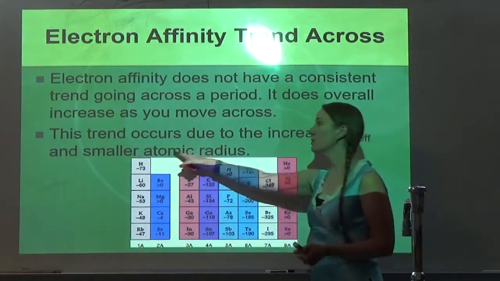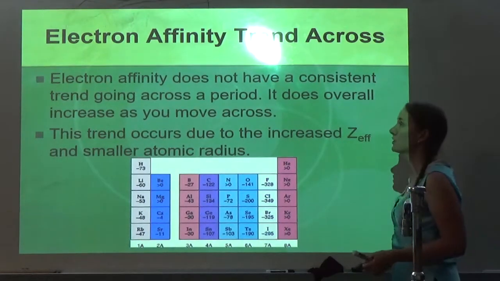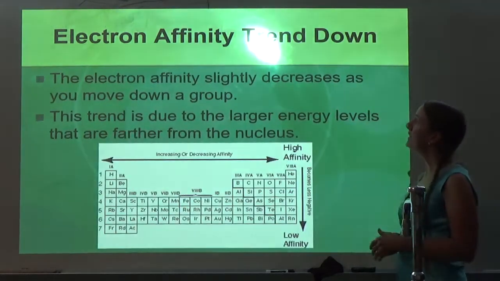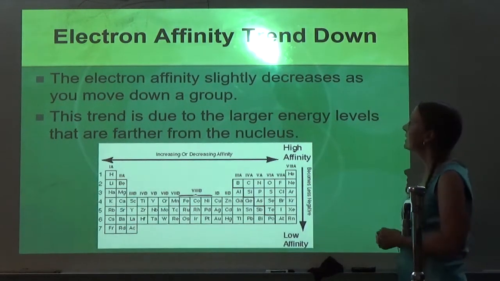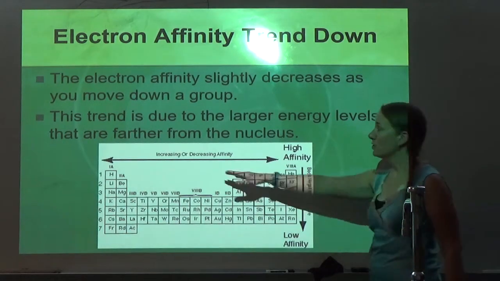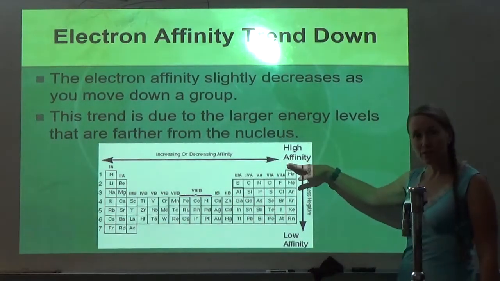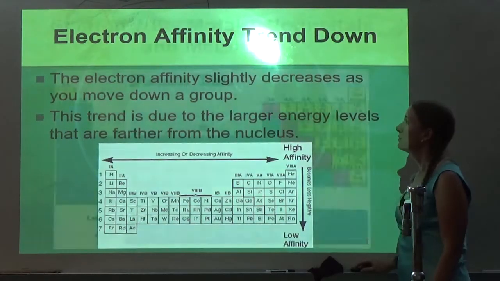So remember, we talked about when you explain a trend going across, you need to focus on Z effective, or your nuclear charge. The electron affinity slightly decreases as you move down a group, and again, that's because the energy levels are farther from the nucleus. All right, so remember, when you're explaining across, you want to focus on Z effective. When you're explaining down, you want to focus on larger energy levels.